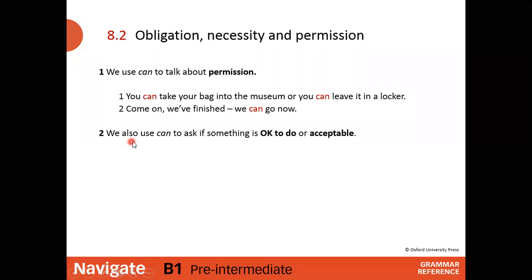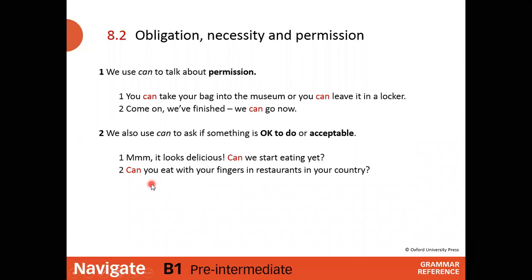All right, next rule. We also use can to ask if something is okay to do or acceptable. So, for example, it looks delicious. Can we start eating yet? So, is it okay or is it acceptable to start eating yet? Or do we have to wait for others? Next one. Can you eat with your fingers in restaurants in your country? So, is it okay to eat with your fingers in restaurants in your country? It means, or is it acceptable? Or is it a good custom or tradition in your country?